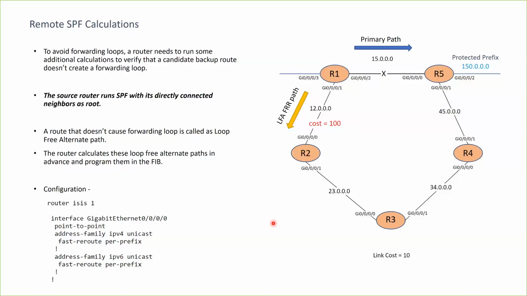If LFA is there, then it forwards to R2. Correct. But if it's not there, what will R1 do? If it is not there, R1 has to eventually forward it to R2. There is no other way to reach the destination.